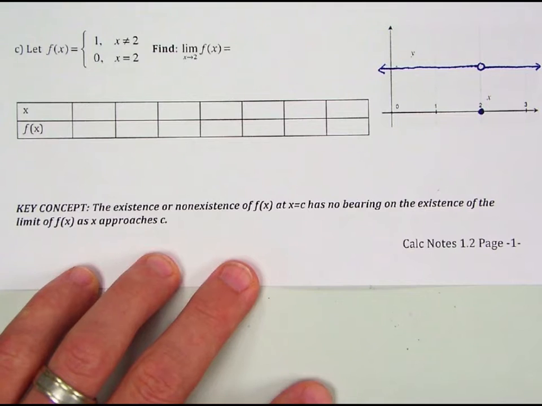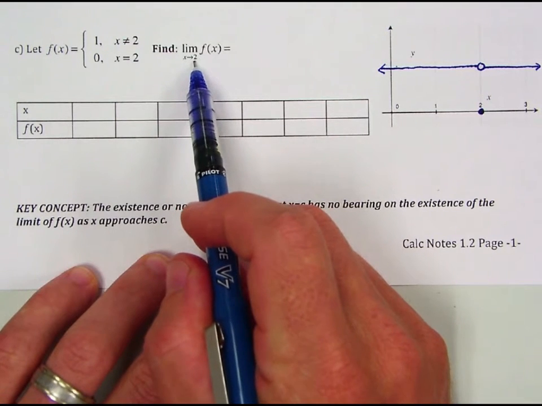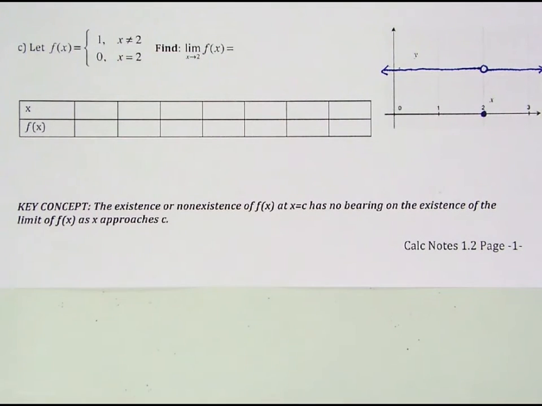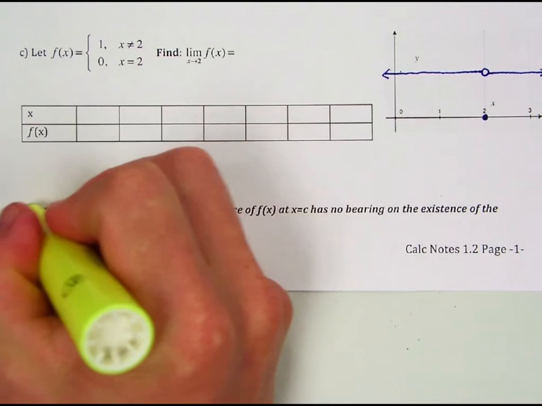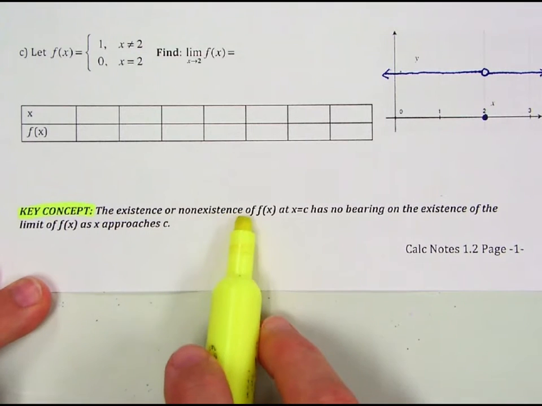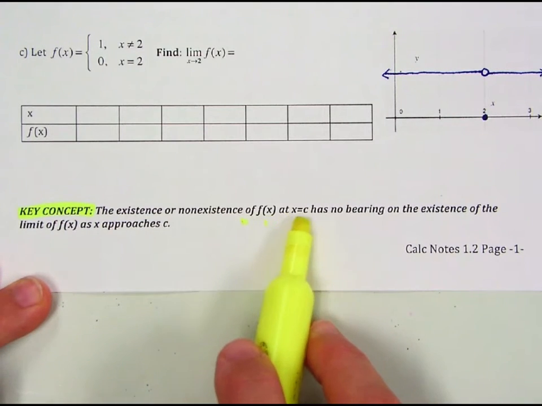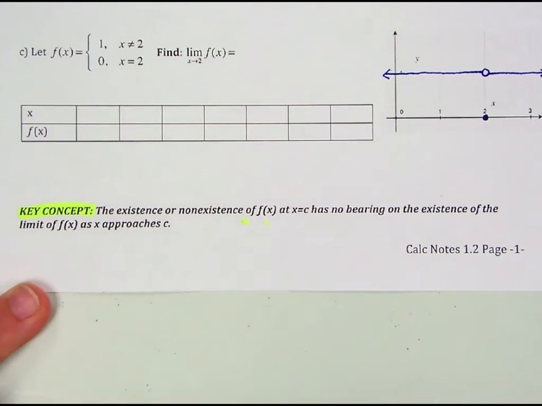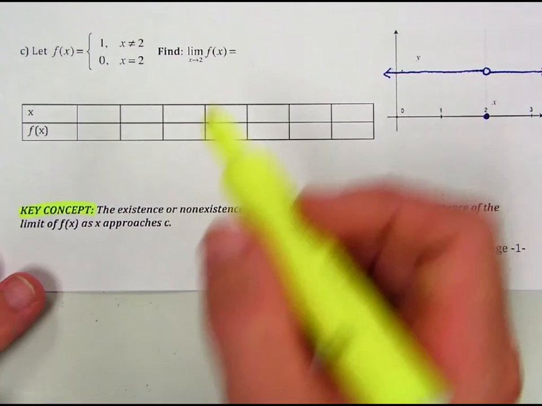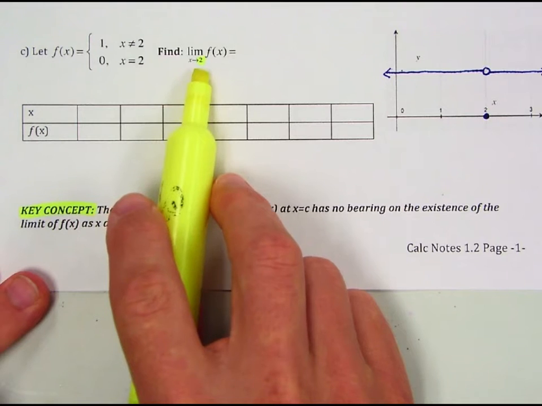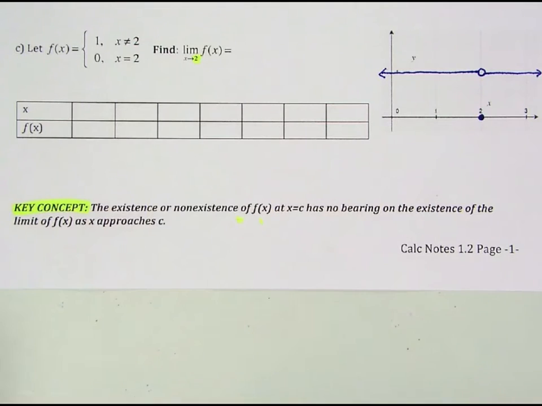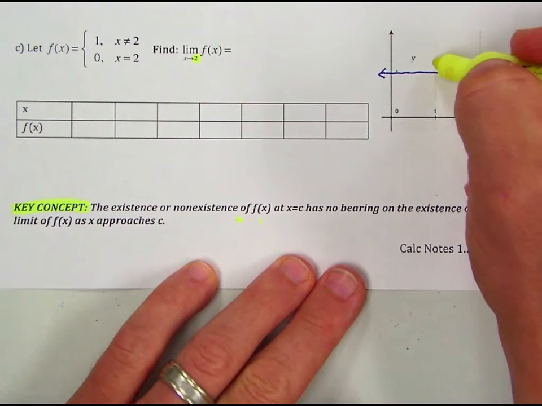Okay. So in this we want to find the limit as x approaches 2 of our function f of x. Now this example is really going to highlight our key concept here, that the existence or non-existence of f of x at x equals c has no bearing on the existence of the limit of f of x as x approaches c. In other words, it does not matter what's happening at x equals 2. All we care about is what's happening going up to x equals 2.